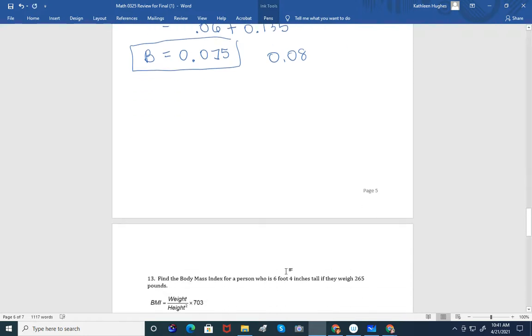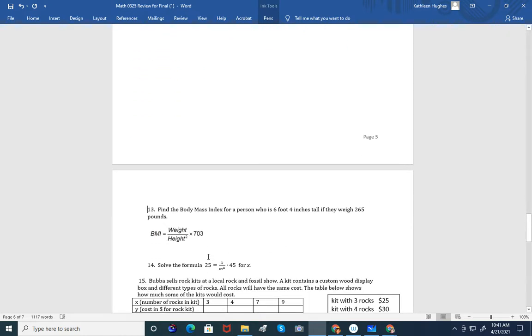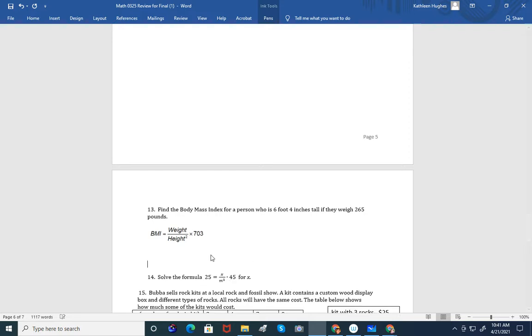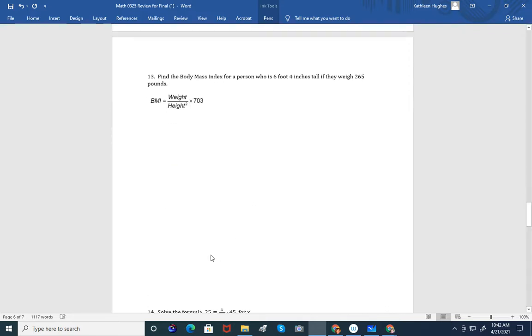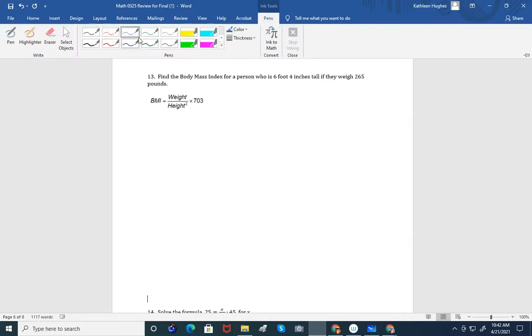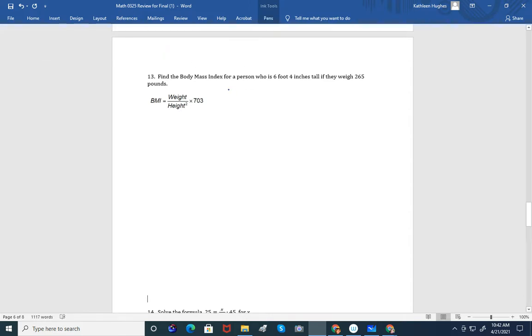The next problem is to find the body mass index for a person who's 6 feet 4 inches tall if they weigh 265 pounds. You need to remember, and they don't emphasize this here, for the body mass index, our height needs to be in inches.